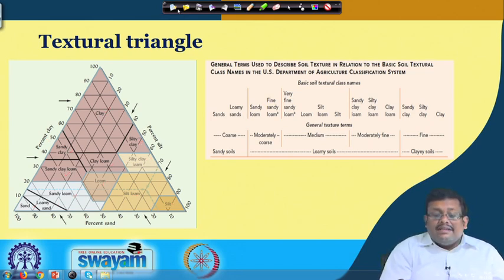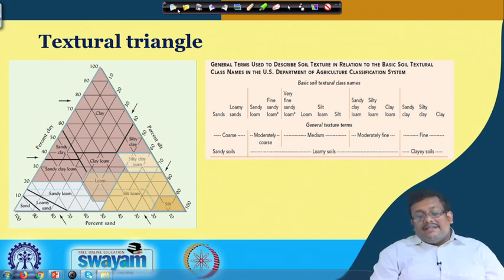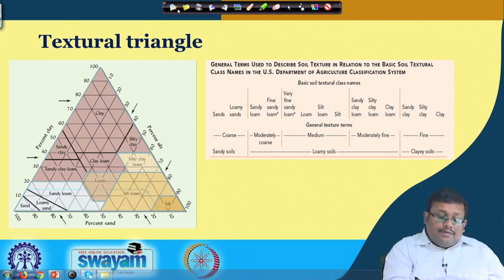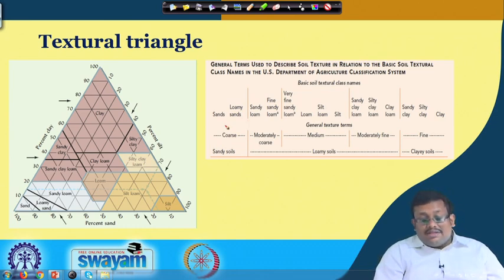Based on that also, there are general terms which we use for describing the soil texture in relation to the basic soil textural classes. So, as you can see here, when the soil belongs to the sands and loamy sands, we call them coarse texture soil. When they belong to the sandy loam and fine sandy loam, we call them moderately coarse soil. When they belong to very fine sandy loam to silty loam to silt, we call them medium textured soils. And when they vary from sandy clay loam, silty clay loam and clay loam, we call them moderately fine, and fine basically consist of sandy clay, silty clay and clay.